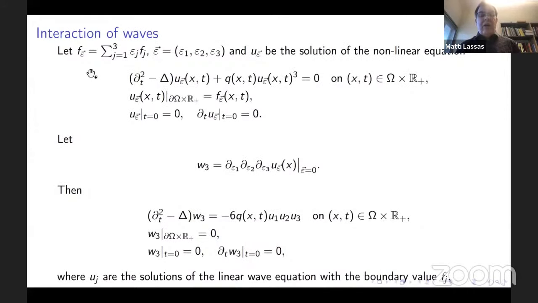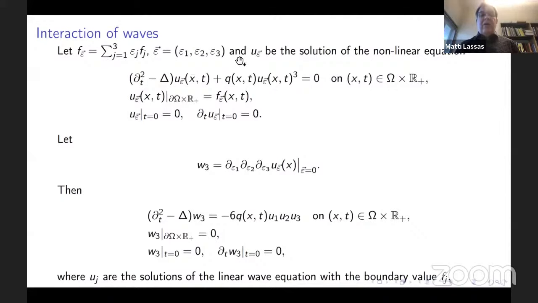But to consider nonlinearity, we are going to use higher order linearization. We use third order linearization of the problem. So because of that, I introduced 3 epsilon parameters. This epsilon 1, epsilon 2, epsilon 3, they are all small real numbers. And I take some boundary values f_j's, and then I take a linear combination of these f_j's by multiplying them with these small epsilon parameters and summing those together.